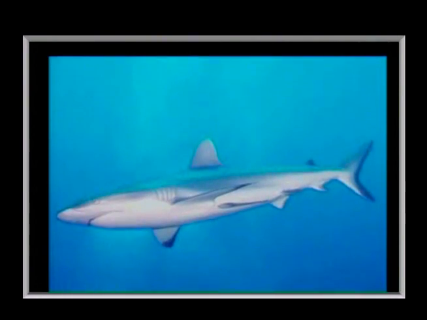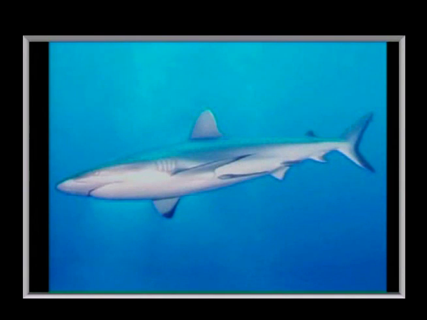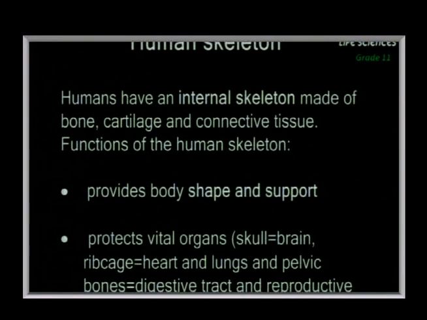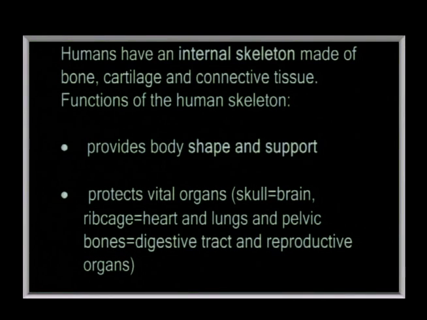And then here, there we have sharky. And this shark here, swimming around, its entire endoskeleton is made up of cartilage and not bone. Remember that. Now we go on to the human skeleton. And we say, humans, what do we have? We have internal skeletons. And those internal skeletons are made up of three things: bones, cartilage, and connective tissue.